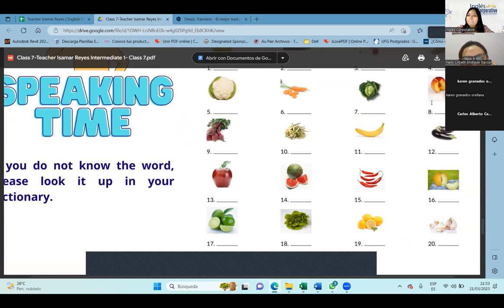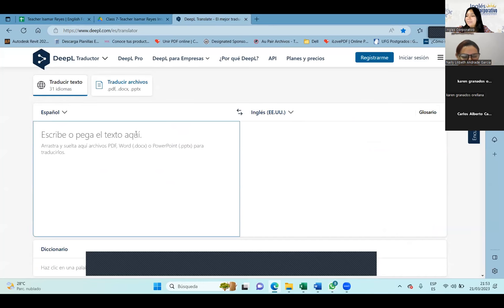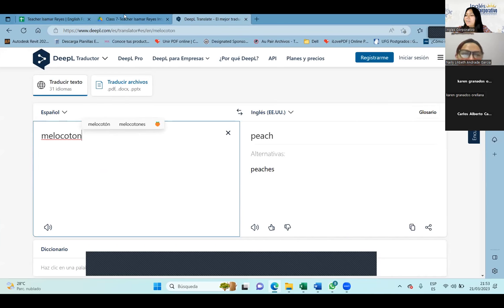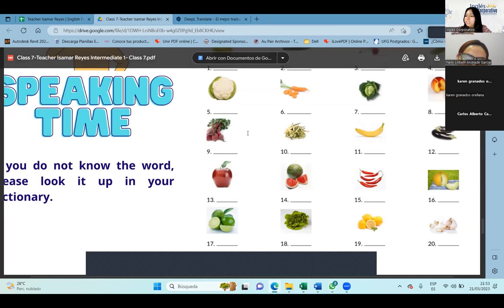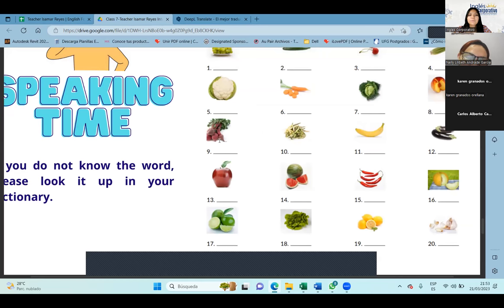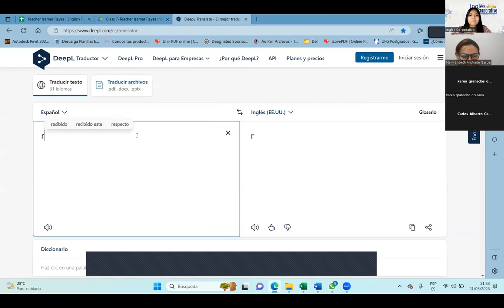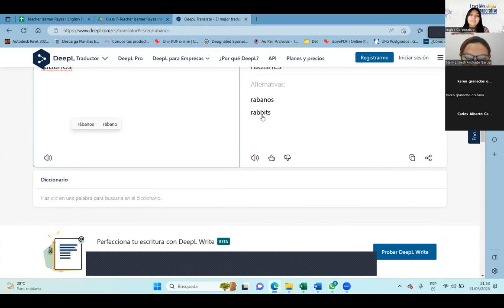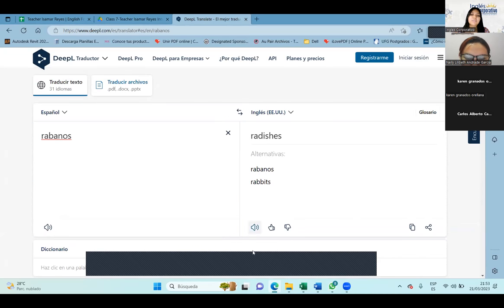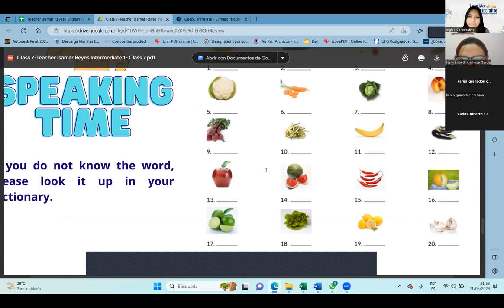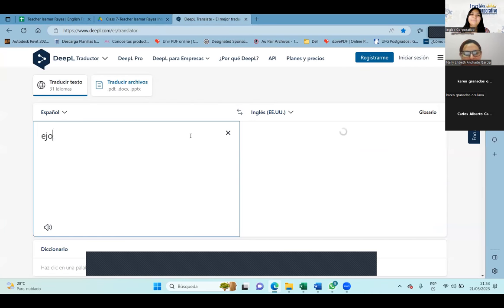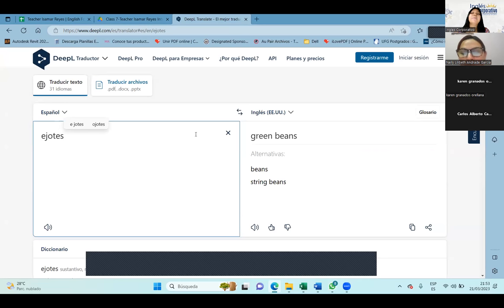Yes, number 8. Peach. Correct. Peach. Este son rábanos, pero no sé cómo. Radishes. Rabbits. Radishes. Radish. Yes. Radishes. Uno solo, radish. Radish. Yes, muy bien. Ejotes. ¿Cómo se dice ejotes? Green beans. Green beans, correcto.